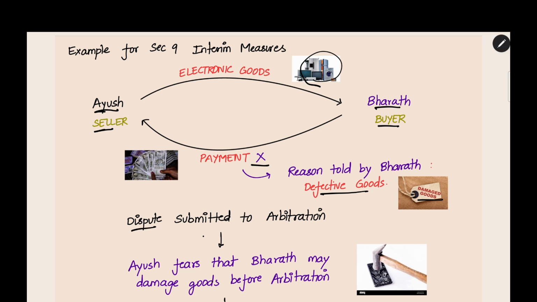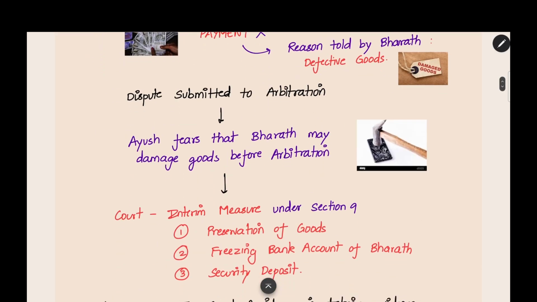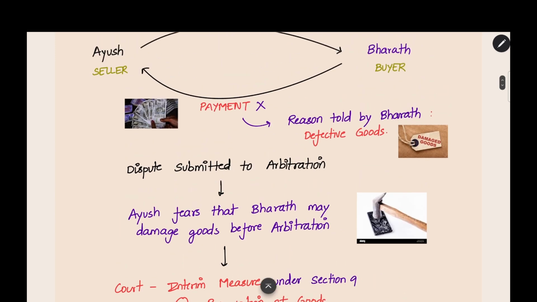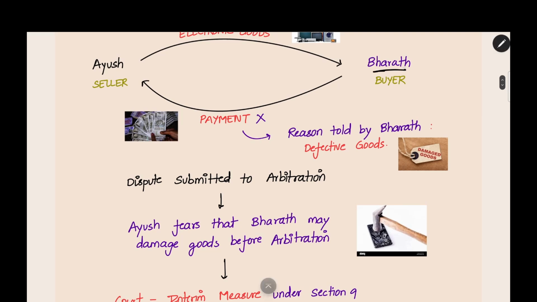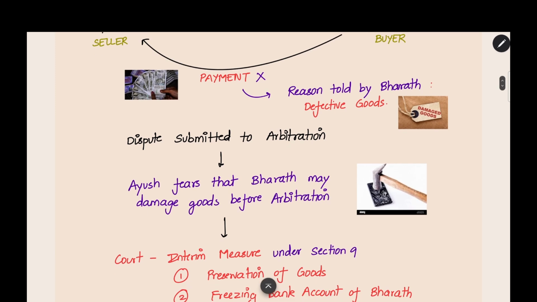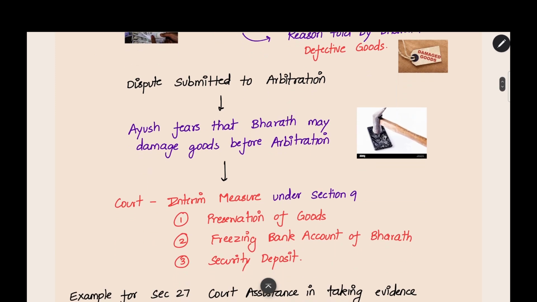Now this dispute is submitted to arbitration. Since this is a dispute in a legal or contractual relationship, they are going to arbitration. Now in arbitration, Ayush, the seller, fears that the buyer may damage the goods before arbitration. Now the goods are in the custody of Bharat. If he destroys the goods, then it is a loss for Ayush. So Ayush is fearing that he might damage the goods, so he has to protect the goods. He cannot go and protect the goods which are in the buyer's custody.